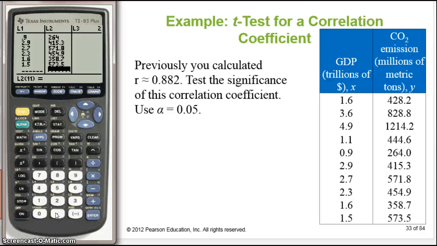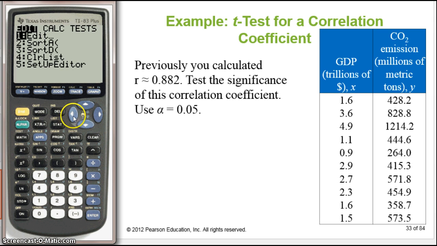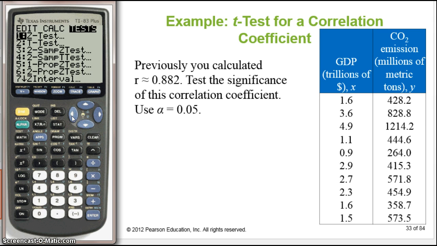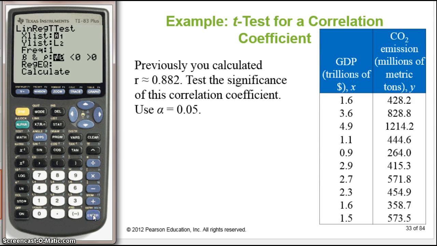So to actually run the hypothesis test, we're going to do just like we did at the end of class on Thursday. We're going to go to Stat, go over to Test, and go down to the very bottom where it says Linear Regression t-test, and hit Enter. Okay, it says where's your list of X data? It's in L1, so you don't have to change that. Where's your Y data? It's in L2. Don't have to change that. Frequency doesn't need to be changed.